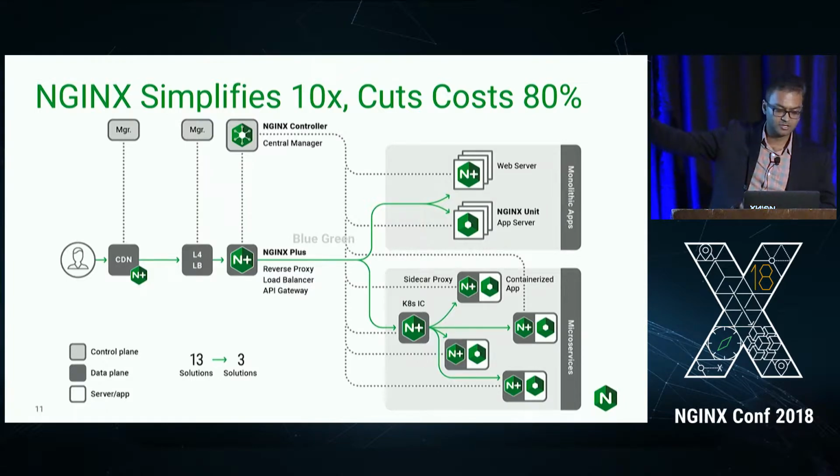Many of our customers actually could use us as a CDN as well. They are going with Akamai. But everything else has been collapsed into a reverse proxy, load balancer, API gateway. They're using NGINX Unit as an app server for their monolithic apps, and NGINX is the Ingress controller. NGINX Plus is the Ingress controller for their microservices. This is a very powerful story that has resonated very well with our customers, to be able to collapse multiple different solutions and just use NGINX Plus.